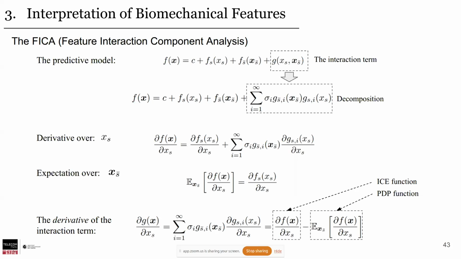It's easy to calculate because the first part on the right side of the last equation is actually the ICE function, which has already been well documented in current software and studies. And the second part is the partial dependence function, which is also very easy to calculate numerically.